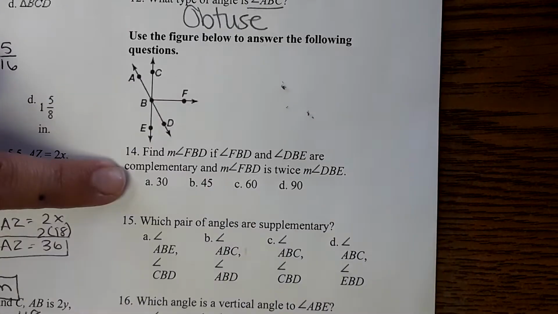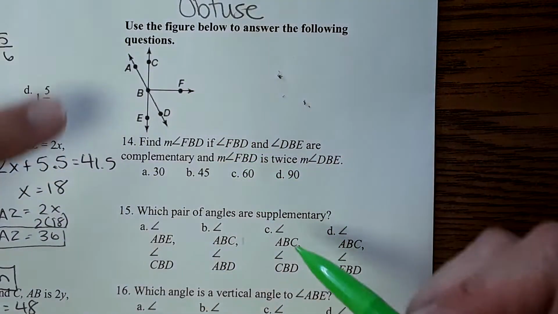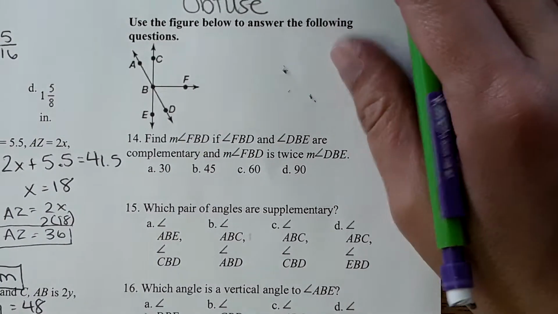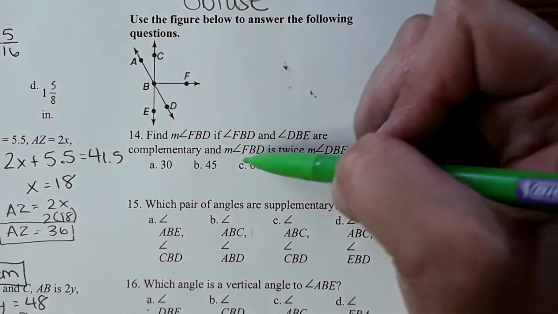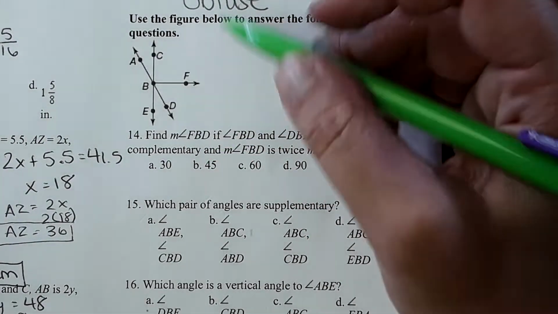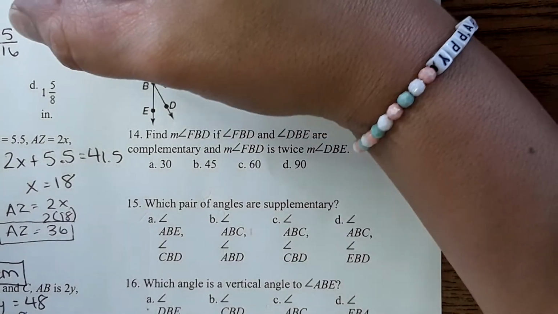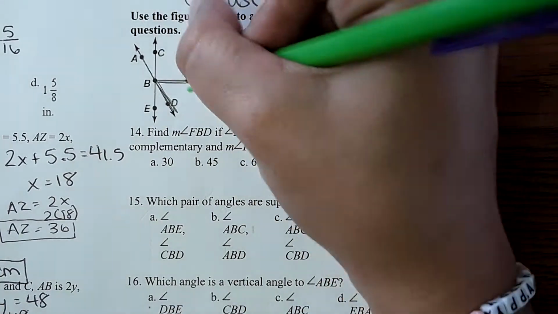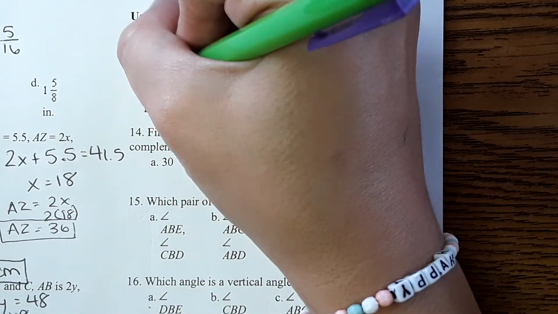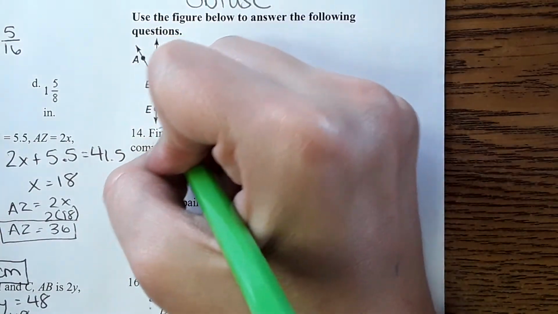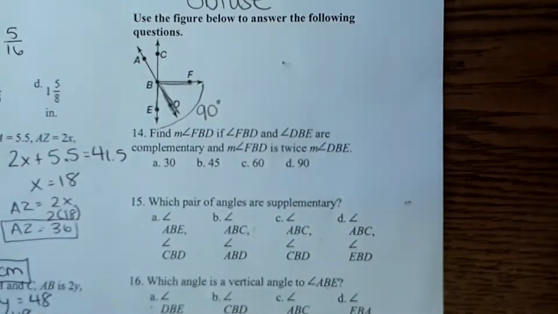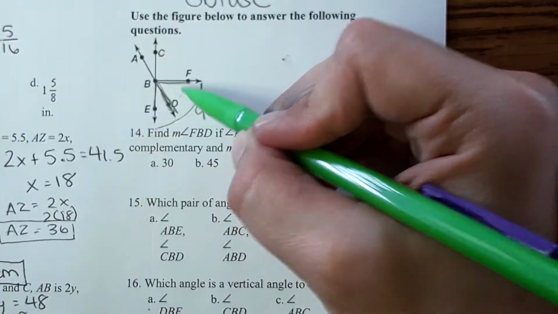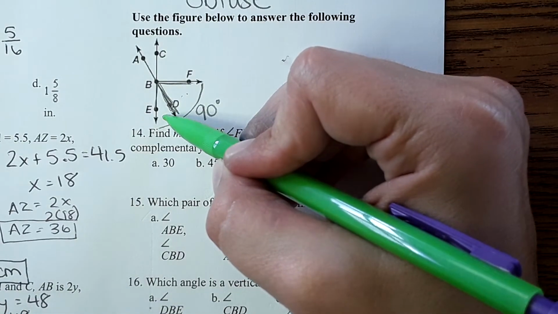And next, we're using this diagram for the next like 5 problems. So I'm going to be writing on it and then erasing and writing and erasing. This one I think is probably one of the harder ones on the page. It says find the measure of FBD, this angle right here. If this angle and DBE, the one right next to it, are complementary, so this would equal 90 degrees total. And it says that FBD, this angle, is 2 times the measure of this one.